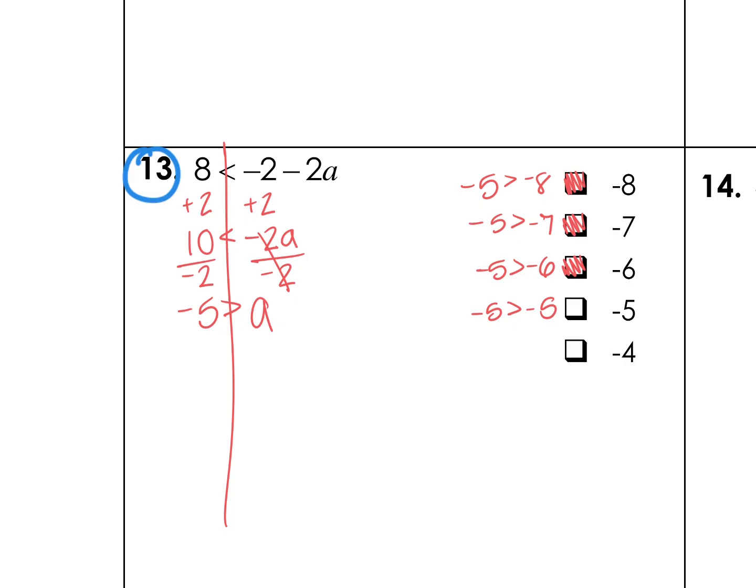-5 is greater than -5. This one will not work. I do not have an or equal to sign there. Okay, so I don't care that it's equal. I want it to be bigger, and it's not. Last one, -5 is greater than -4, and that is also not true.